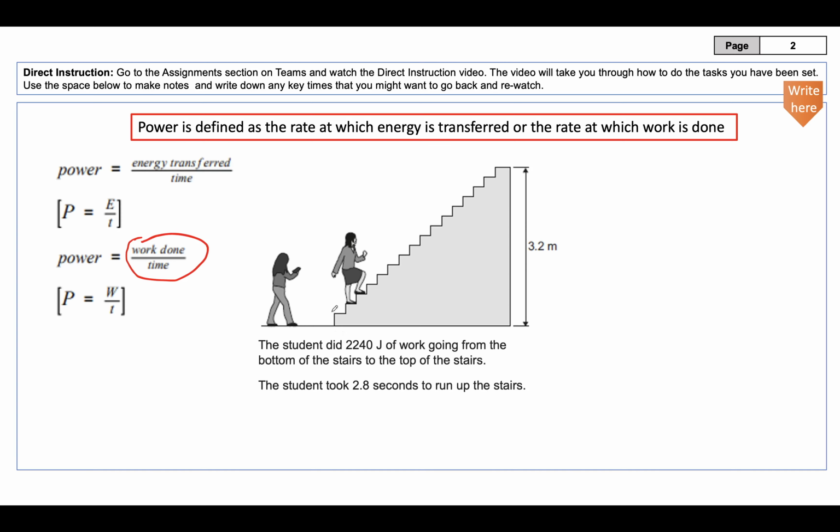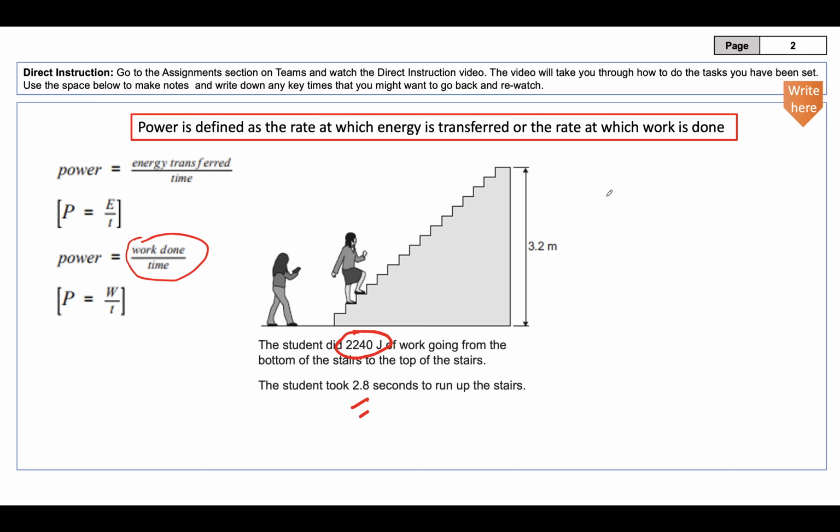We have a student who's walking up some stairs. They're 3.2 meters high, and the question tells us that they've done 2,240 joules of work climbing those stairs. So they've used that much energy getting to the top. That's been converted from chemical energy all the way into kinetic, into potential. So when they're at the top, they've got potential energy, 2,240 joules worth. It also tells us that it took them 2.8 seconds to get up those stairs.